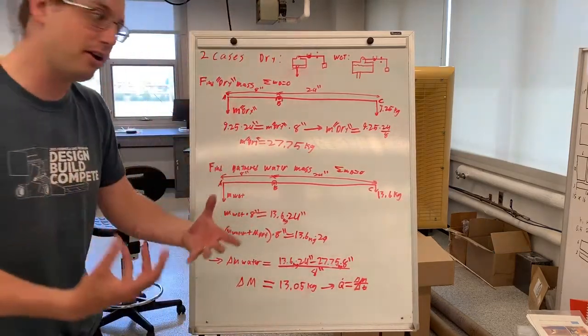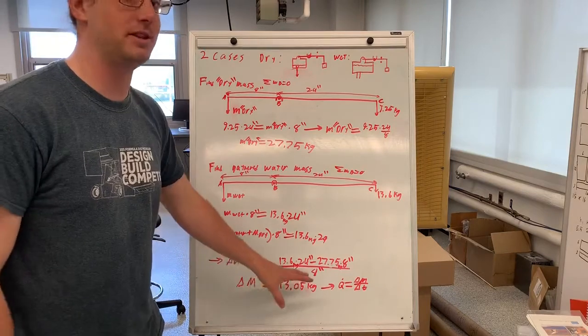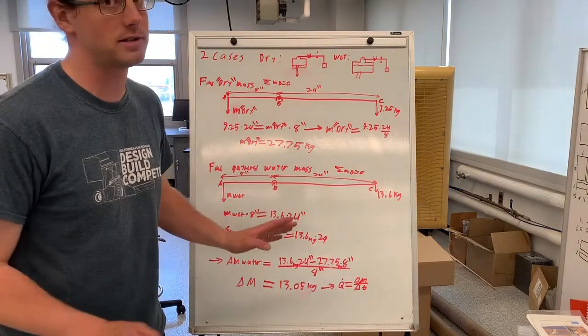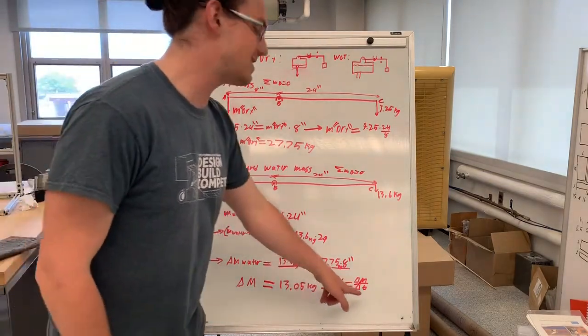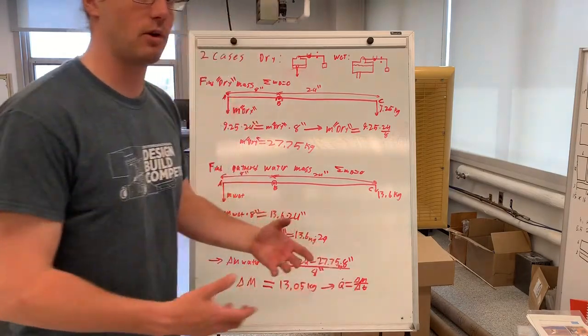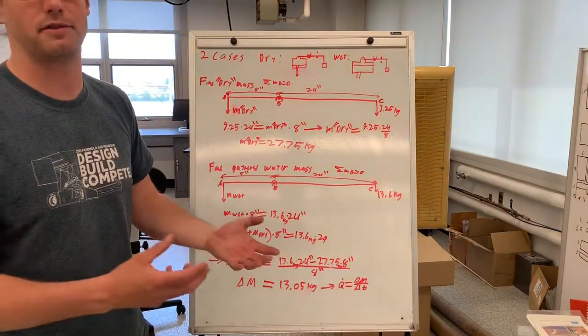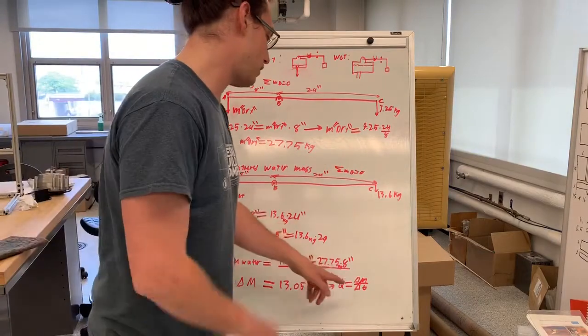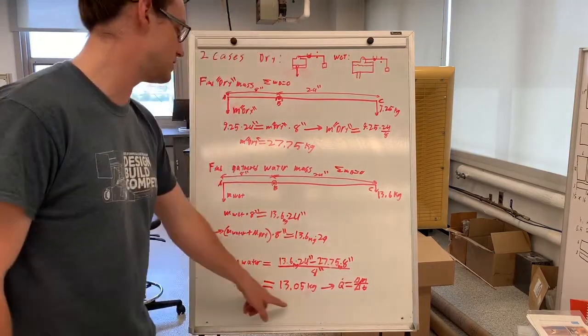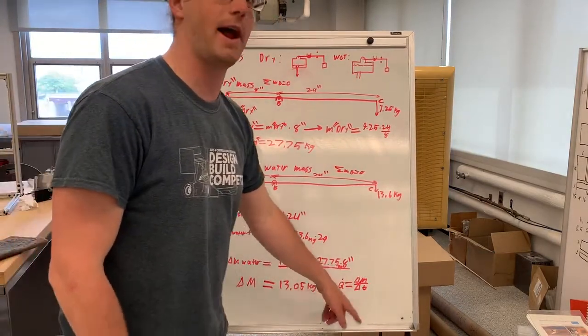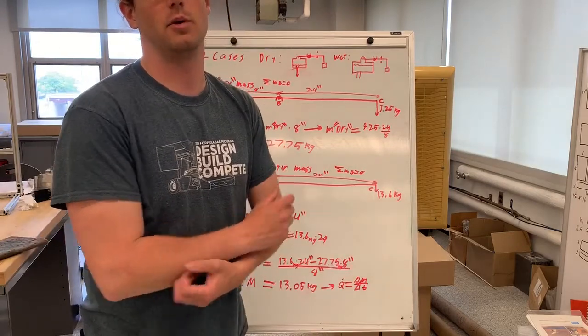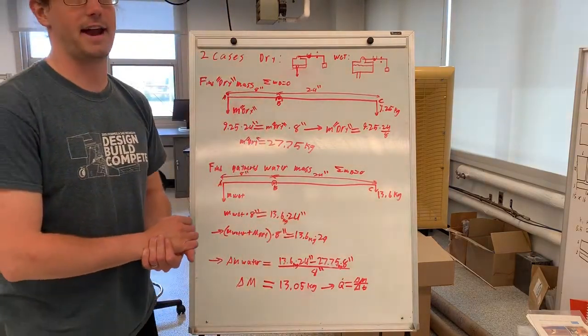From there, you have your delta M. This is the same delta M for all flow rates, but your time change will be different for different flow rates. So the way you'll find flow rate is this delta M quantity, 13.05, divided by whatever time is given to you in the data that I'm going to send out.